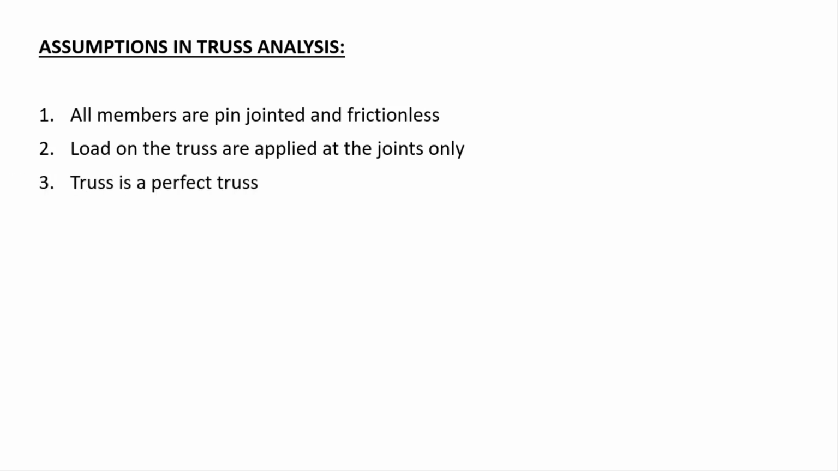Let's see the third one. Truss is a perfect truss. For solving a numerical or doing the analysis of a truss, we have to consider that the truss given to us is a perfect one. We can also check that the truss is perfect or not by satisfying the equation m is equal to 2j minus 3. But most probably the numerical given to us or the truss given to us is the perfect one, so that we can carry out the analysis.